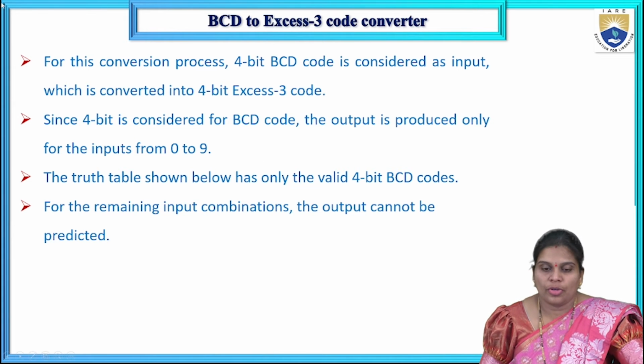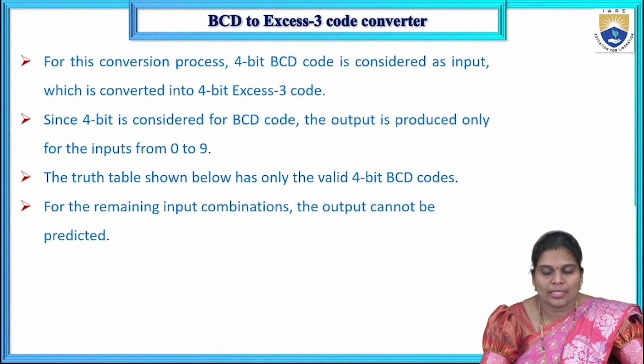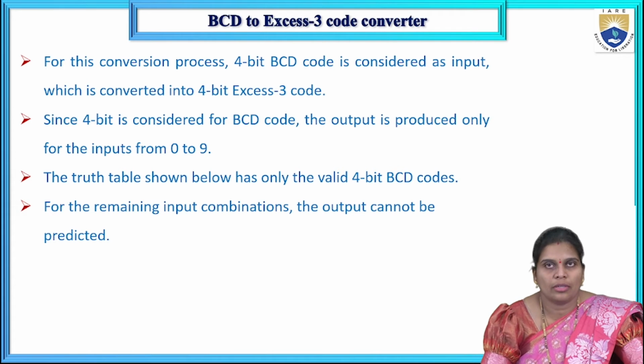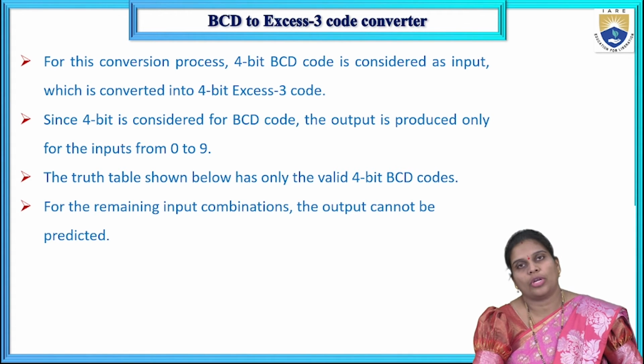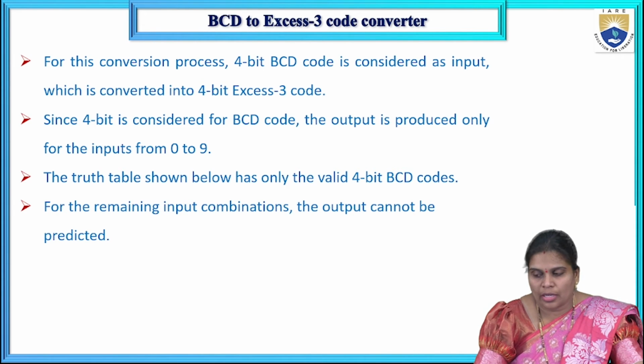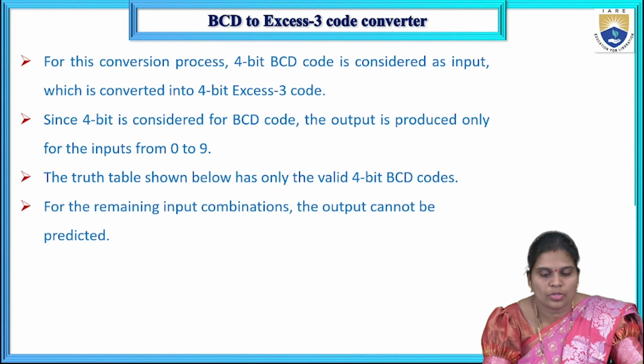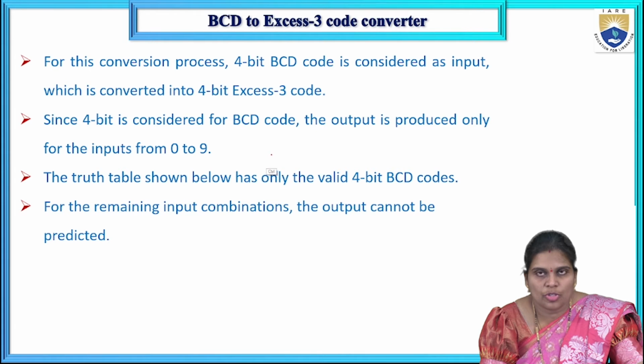Next one is the BCD to XS3 code converter. For this conversion process, here also a 4-bit BCD code is considered as input, which is converted into a 4-bit XS3 code. Here in this BCD code, we are taking only a 4-bit word BCD code as the input. Okay, BCD code. Here we are having values only from 0 to 9, so only 4 inputs are there. So now let us take this from 0 to 9 only.